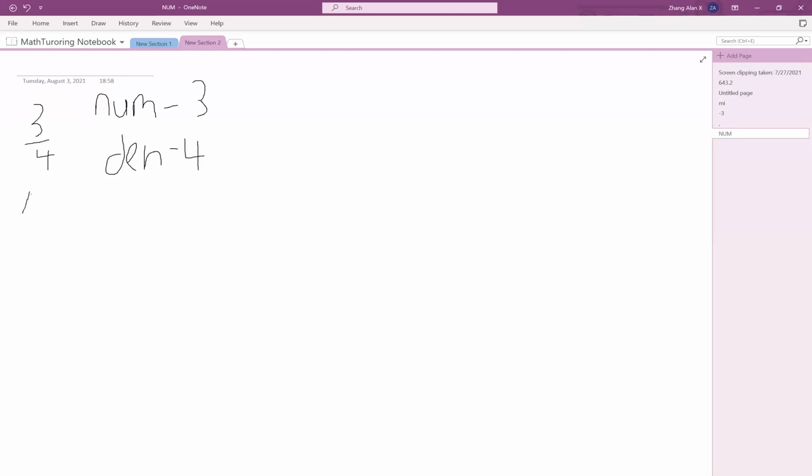Adding fractions. Okay, so let's say we wanted to do 1/2 plus, say, 1/3. Now let's do a little easier. Let's do 1/2 plus. Let's change this a little bit.